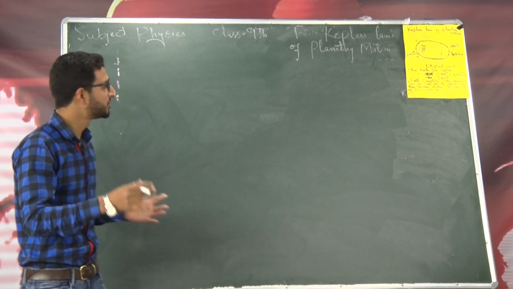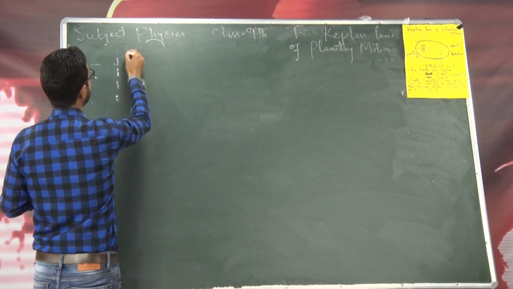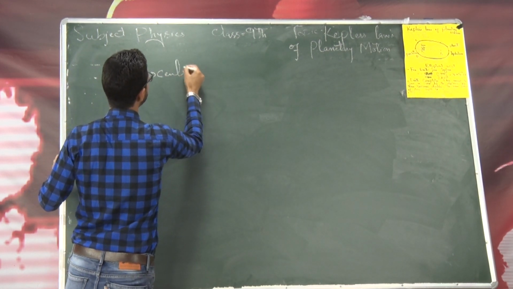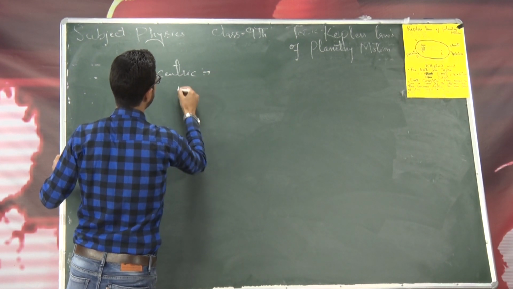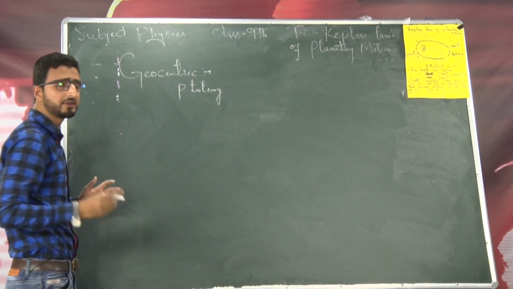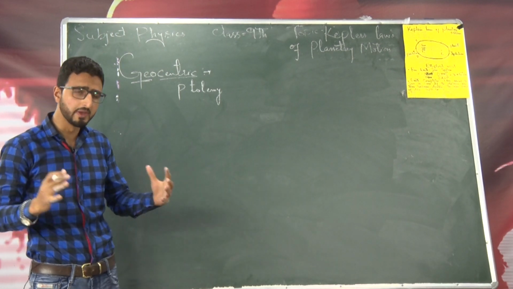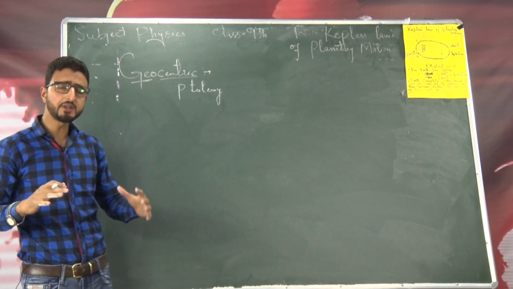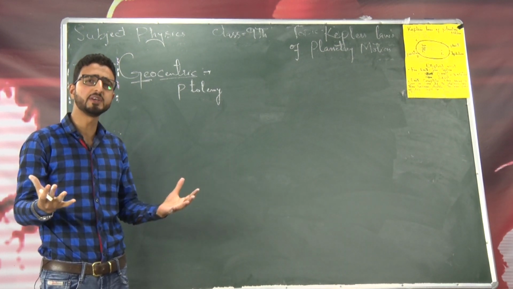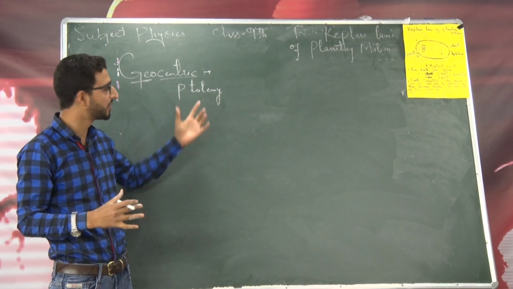What was there earlier? The geocentric theory was given by the Greek astronomer Ptolemy. Let me write here: geocentric theory. According to this theory, geo means earth and centric means center. According to Ptolemy, it is the earth that is the center of the solar system, and every other planet, the sun, including the stars, revolve around the earth. It was first considered by the Greek astronomer Ptolemy.